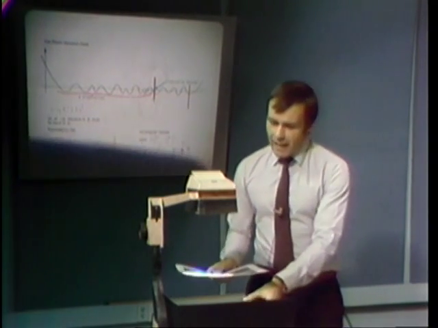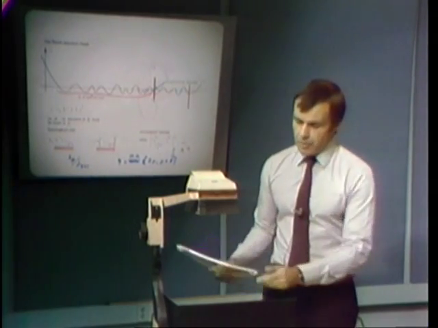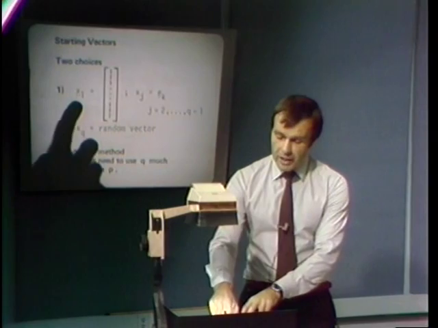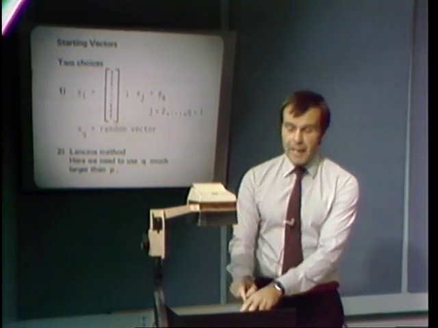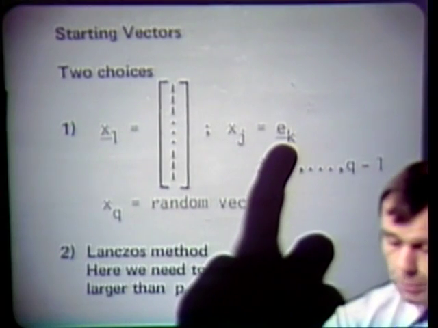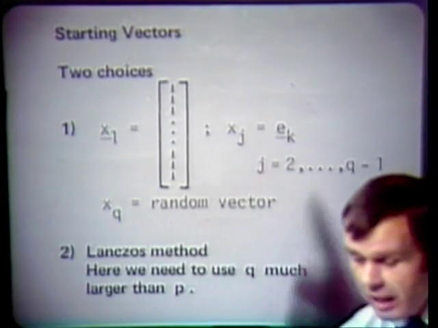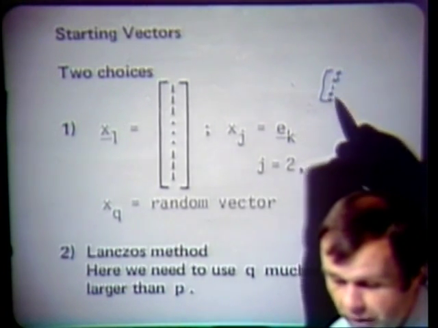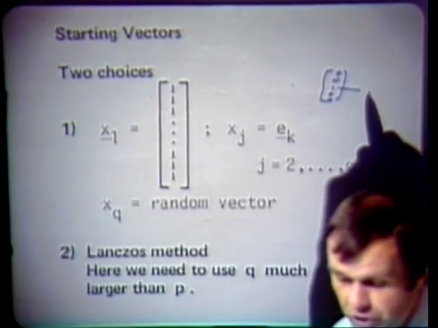Now, regarding the choice of the starting values for the vectors, there are two choices. x1 is simply a vector with ones only. xj would be a vector with zeros everywhere, but with a 1 somewhere. And that 1 is in the j-th entry.